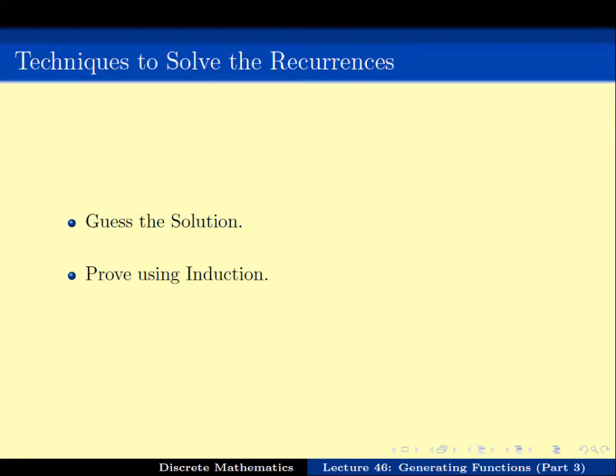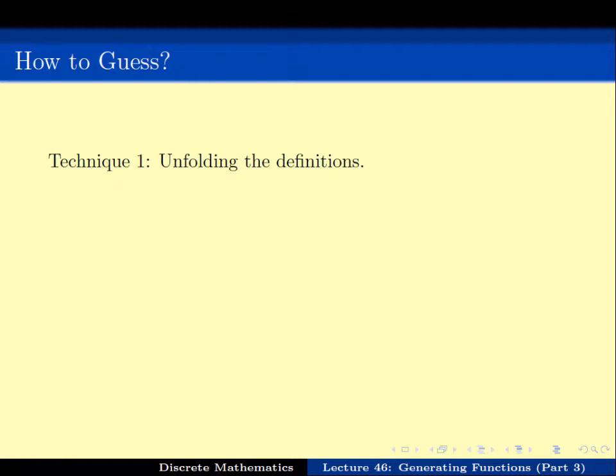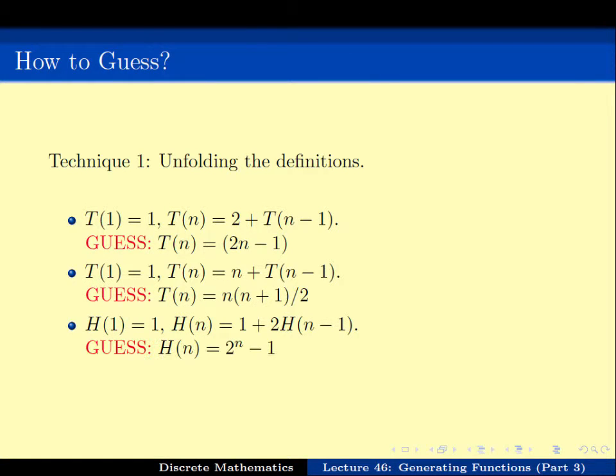So the technique that we looked at is that if you can guess the solution, then we can prove it using induction. Once you can guess it, proving it using induction is quite a straightforward thing. The main issue being, how do we guess the solution? The first technique is, of course, you can guess it by unfolding the definitions. And we have seen how that can be used to guess it correctly.